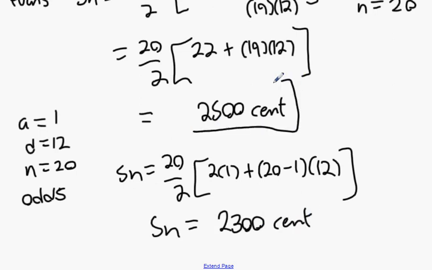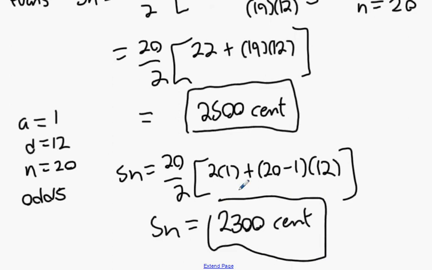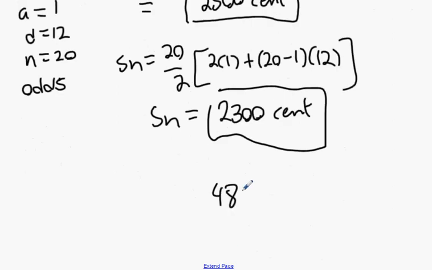I'm then going to add the answer for all the even rows to the answer for all the odd rows, and then I can get 4,800 cents in total. Okay.